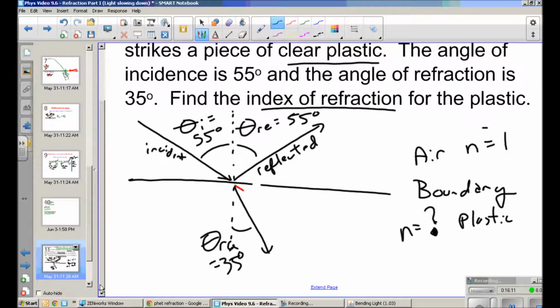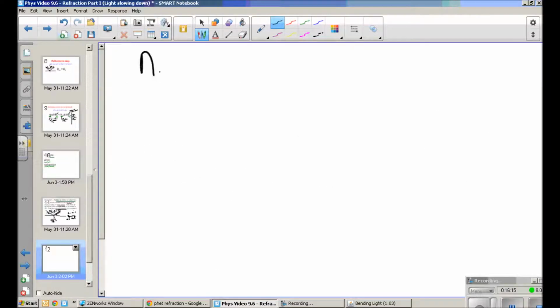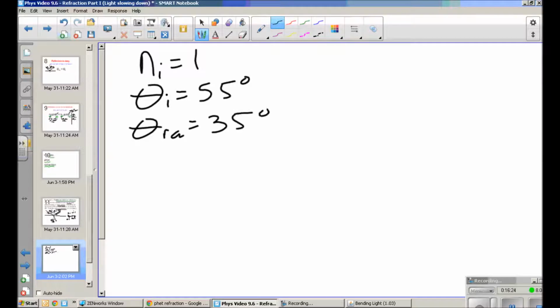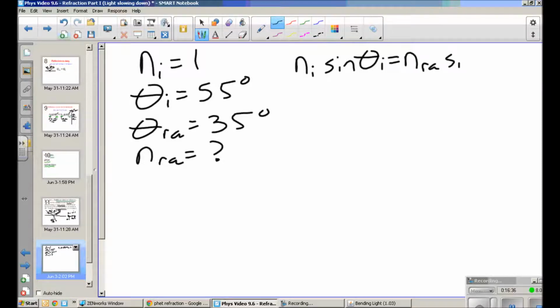So, let's write down what we know. I'm going to add in a blank page. Here's what we know. We know our Ni is 1. We know our theta i is 55 degrees. We know our angle of refraction is 35 degrees. And we're looking for Nr because we're looking for N for plastic. So we can use Snell's law. And here we go. Ni sine theta i equals Nr sine theta r.